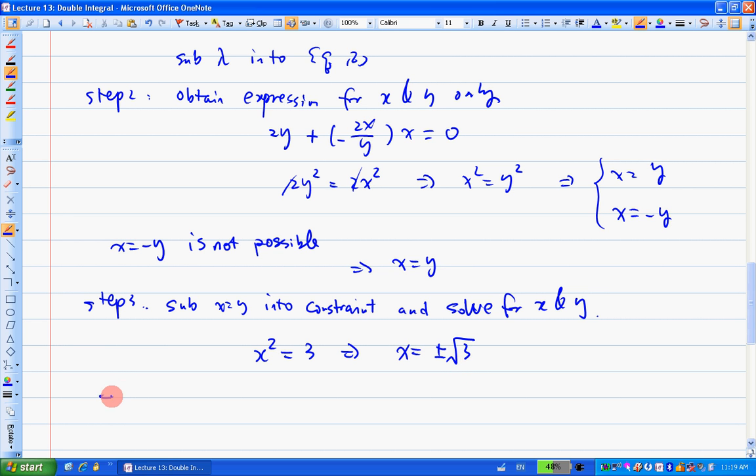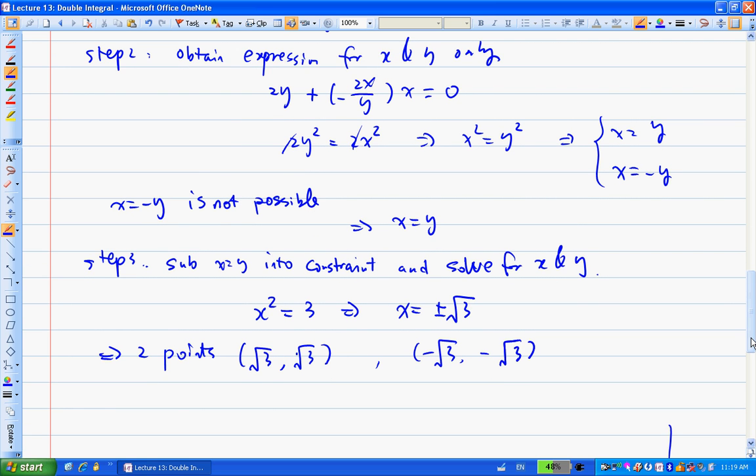Okay, so that means I got 2 points. One point is root 3, root 3, because x equal to y. And the other point is negative root 3, negative root 3. So those are the 2 points you obtained, based on this condition here. So these 2 points are what do we call them? Those are the critical points, right? And we know that these 2 points are basically going to be the minimum points on the surface F.